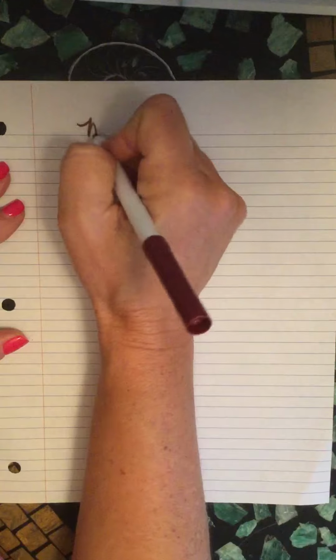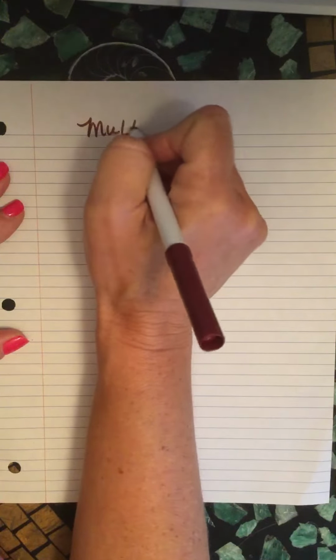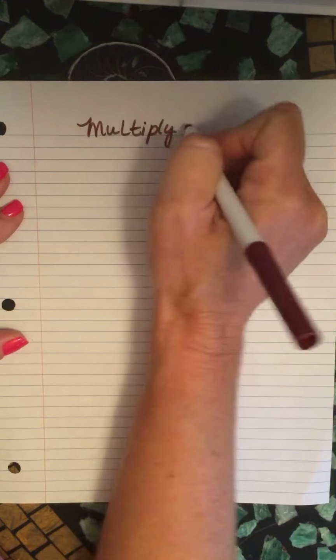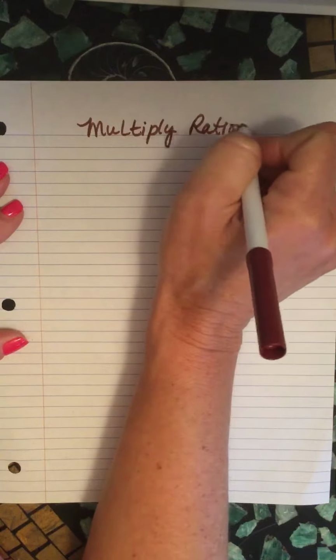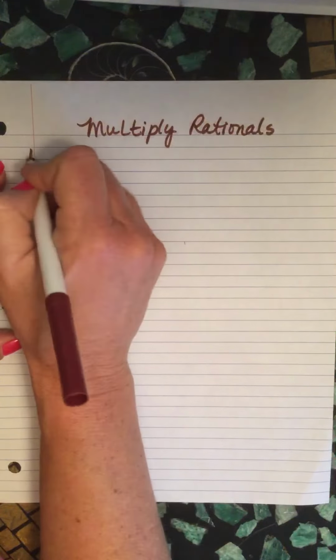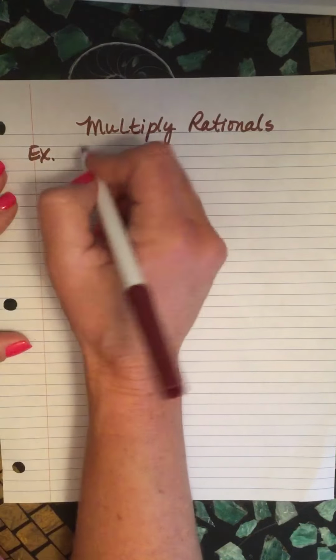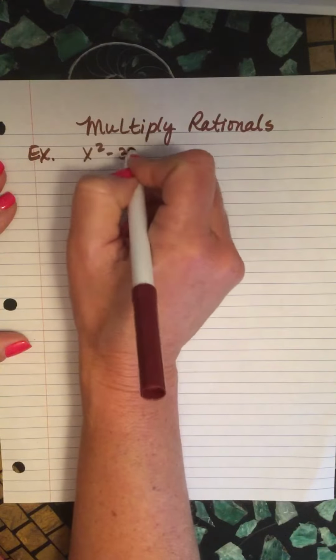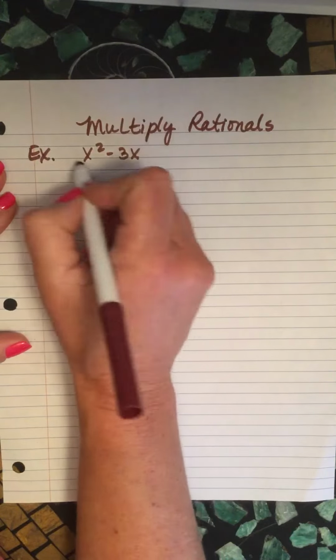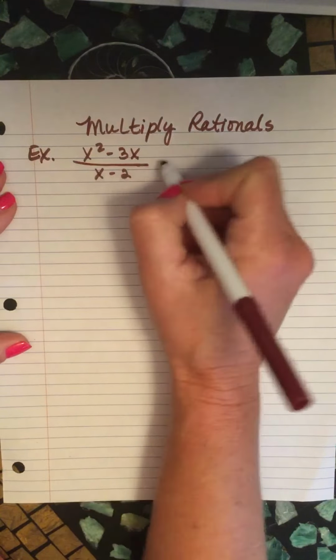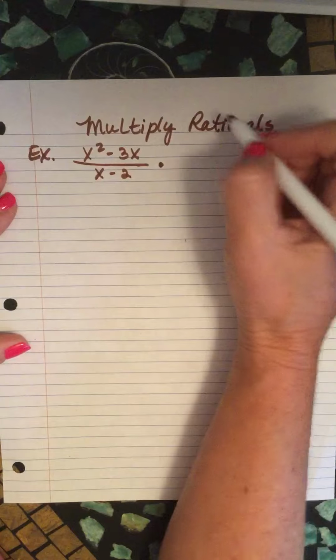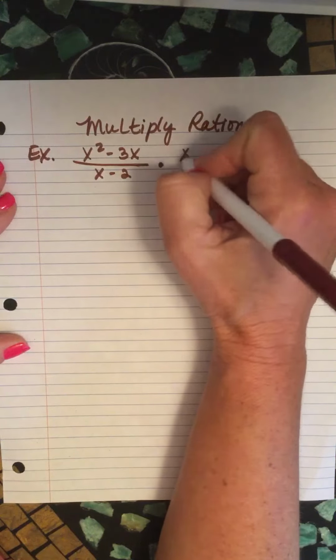This is Mrs. Vaughn, and I wanted to give you a quick example on how to multiply rational equations. Okay, so first example, we're going to do (x squared minus 3x) over (x minus 2) times (x squared plus x minus 6) over x.